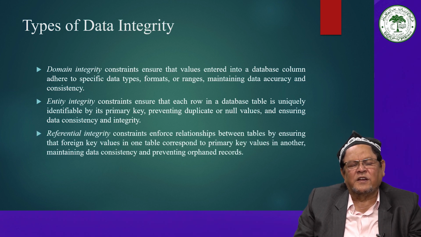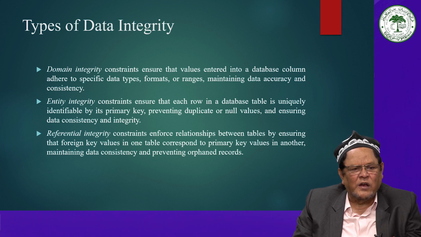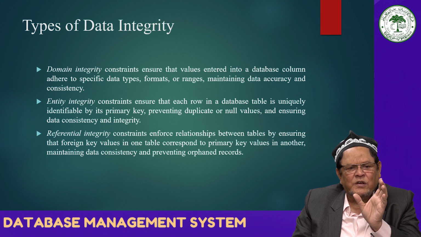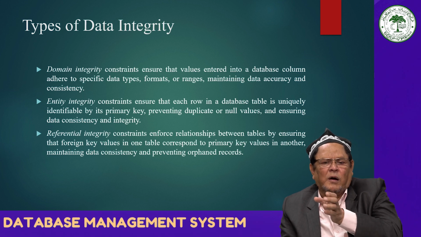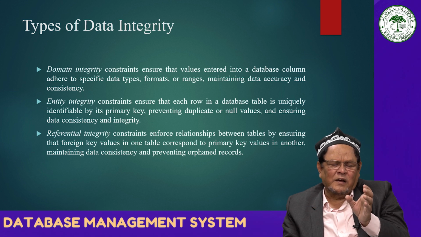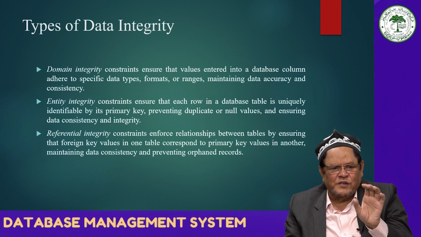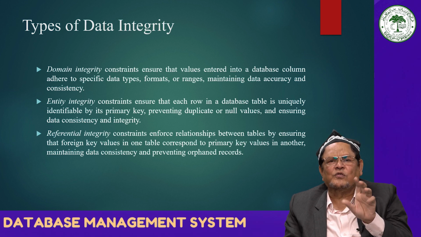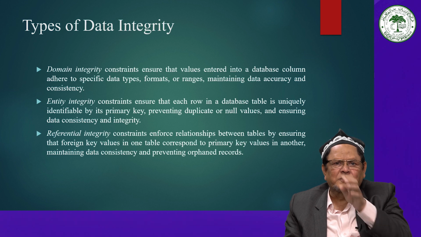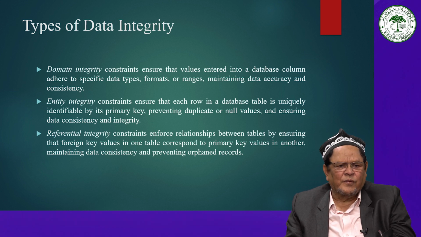Next is the referential integrity constraint. It means we have to enforce a relationship between the tables by ensuring that the foreign key values in one table correspond to a primary key in the other table. This maintains data consistency and prevents orphan records. For referential integrity you have to use the foreign key. That key must be in the second table as a primary key.